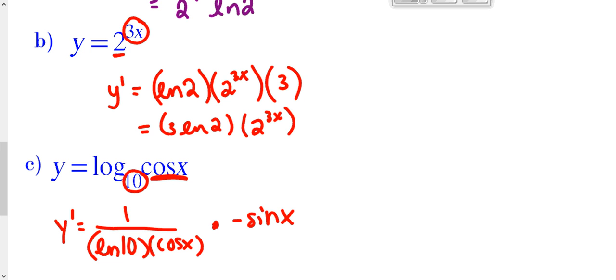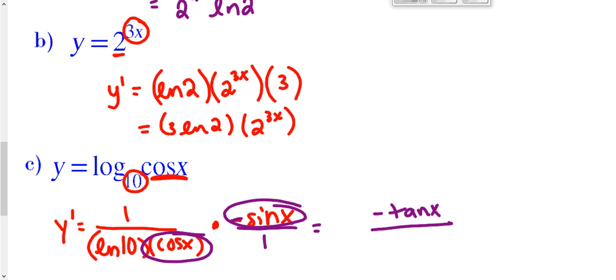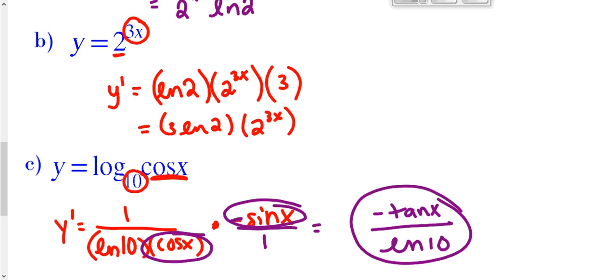So you can stop here, or there is a little bit to simplify. We do have sine, this is over 1, and we do have sine divided by cosine. Sine divided by cosine is tangent. So since there's a negative, it's negative tangent of x over the ln of 10. That would be our simplified answer, and that's most likely what you would see.